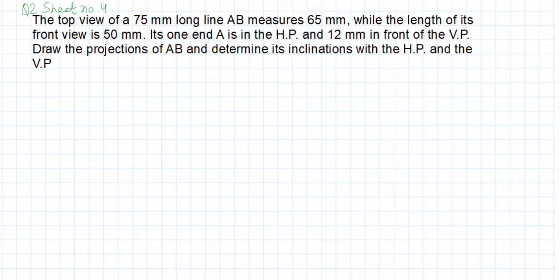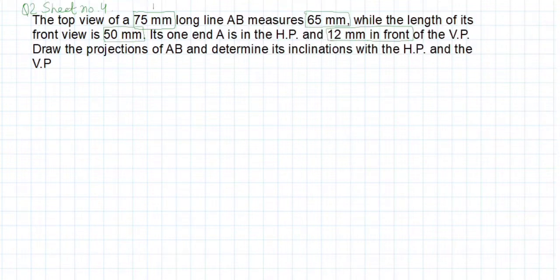Okay, so we have a line whose true length is given to us as 75. This is the first data we have. Then the length of its top view is also given to us as 65, and the length of its front view is given as 50. Then one end is in HP and the other end is 12 in front of the VP. This distance of 12 will be seen from the top view only. So these are the given data. So we can write them.